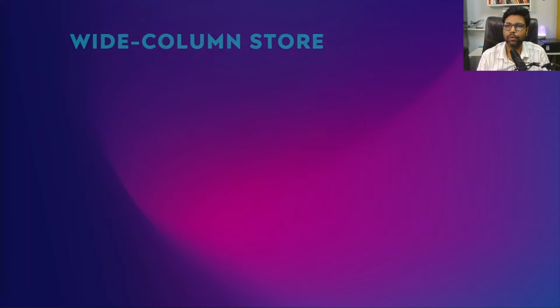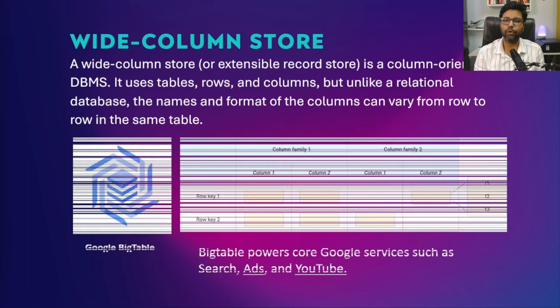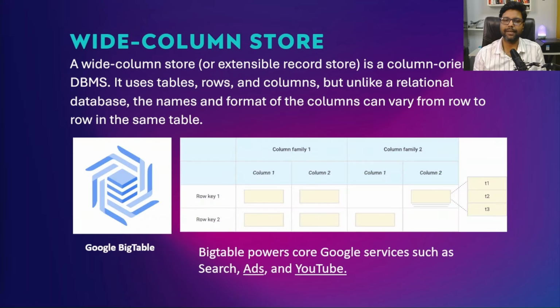Now let's take a look at wide column store. Wide column store is also known as extensible record store, which is a column-oriented DBMS, or database management system. It uses tables, rows and columns. But unlike a relational database, the names and format of the columns can vary from row to row in the same table. So this database is optimized for queries over large data sets.